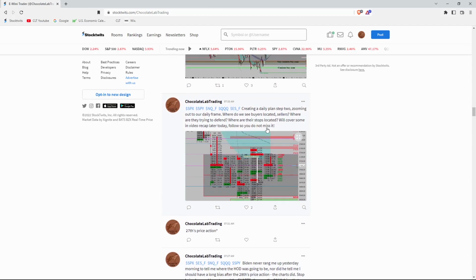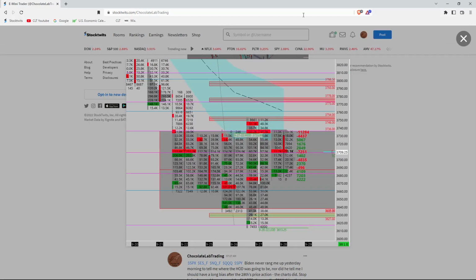All right, creating daily plan, step 2. Zooming out to our daily frame. Where do we see buyers located? Sellers, where are they trying to defend? Where are their stops located? We'll cover some in recap.